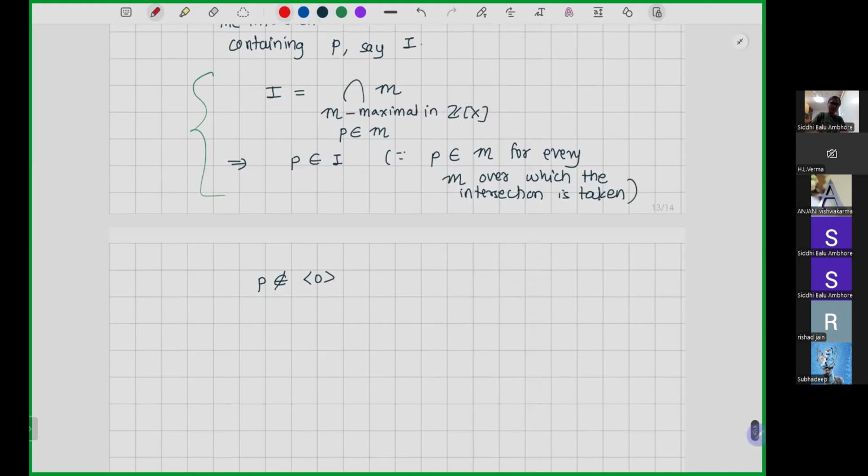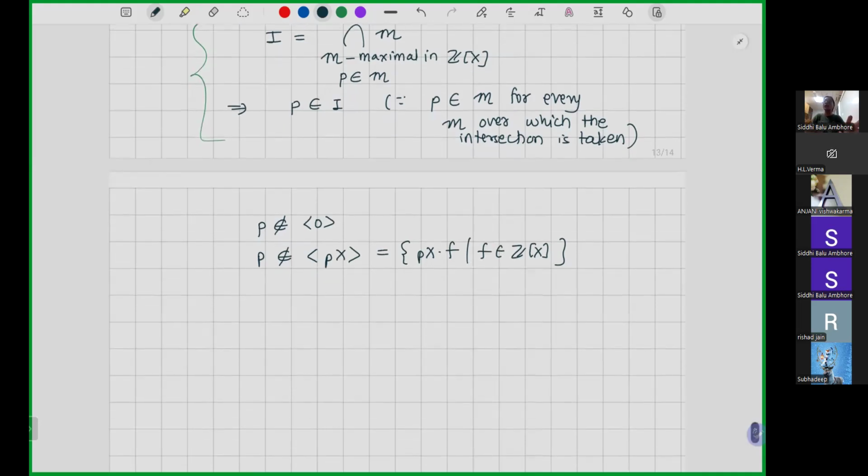Similarly, this single element P also is not contained in Px, right? Because how do the elements of this look? Px times something, where this F is in Zx, and we do not have anything in Zx which, when we multiply, will get P again. Do you understand what I'm trying to say here? So therefore this P does not belong to Px.